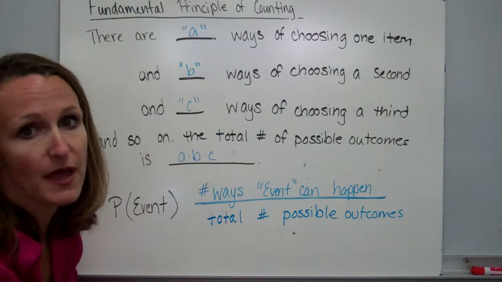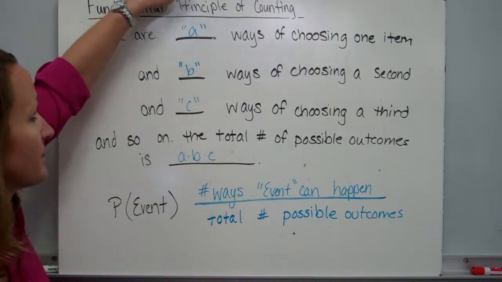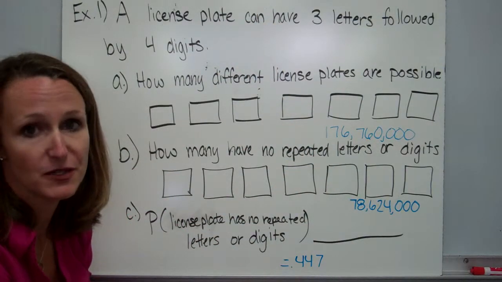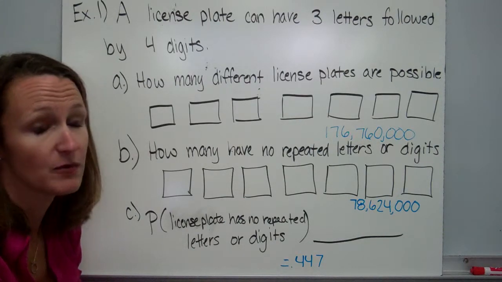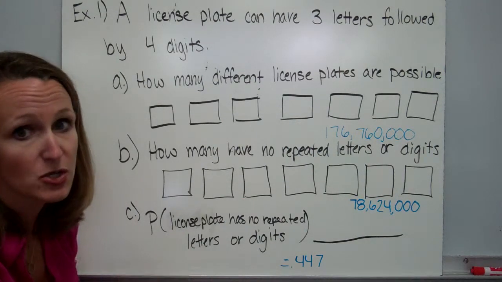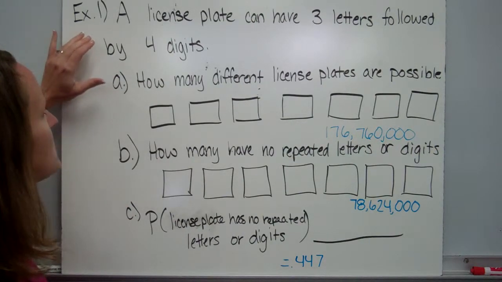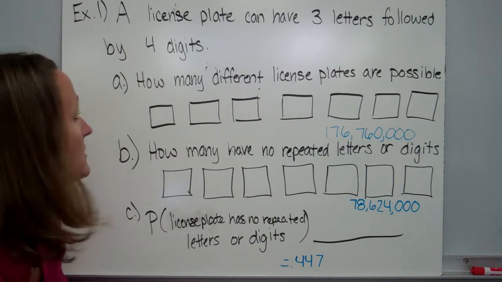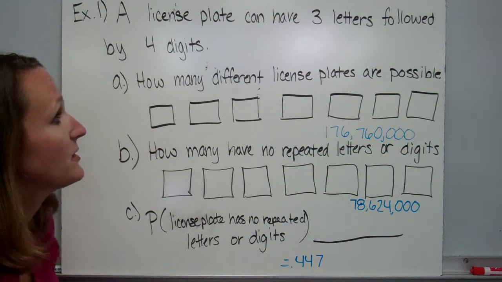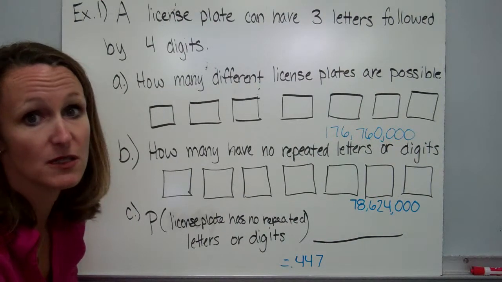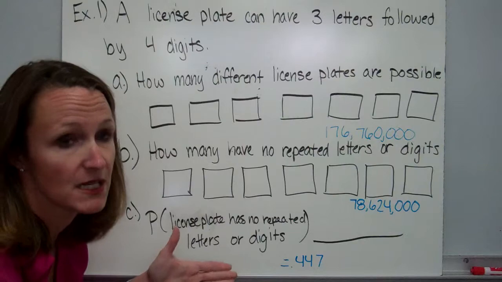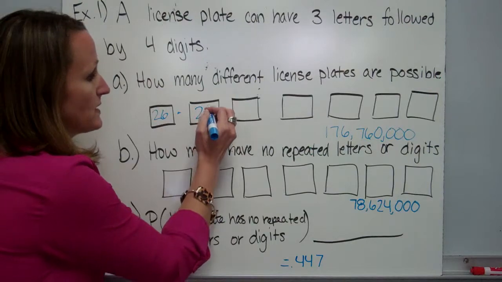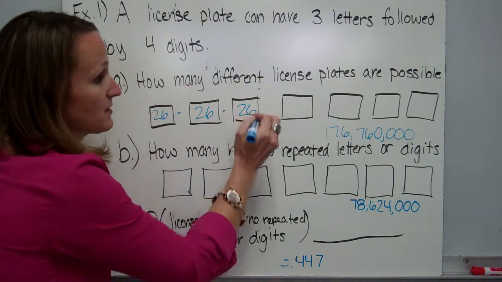So let's do a problem and put this into action. In this problem, we're definitely going to be happy that we can use the fundamental counting principle and multiply versus having to draw tree diagrams for everything. So here's our example. A license plate can have 3 letters followed by 4 digits. In example 1A, how many different license plates are possible? For 3 letters, keep in mind we're talking about A to Z. So that's 26 letters. So we would multiply 26 times 26 times 26.